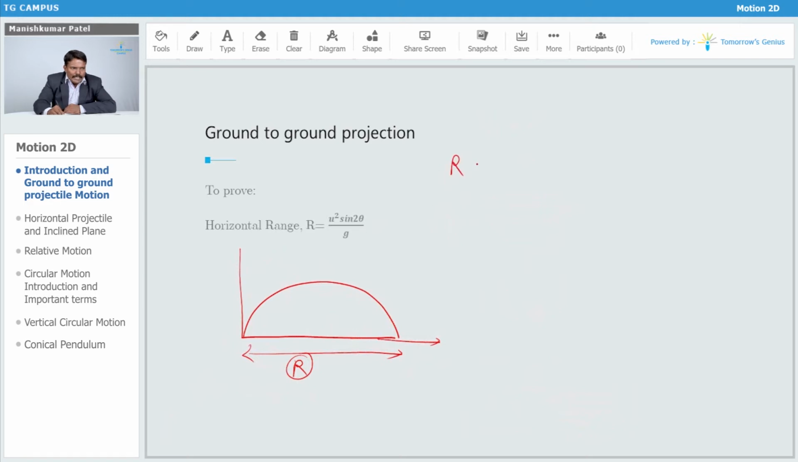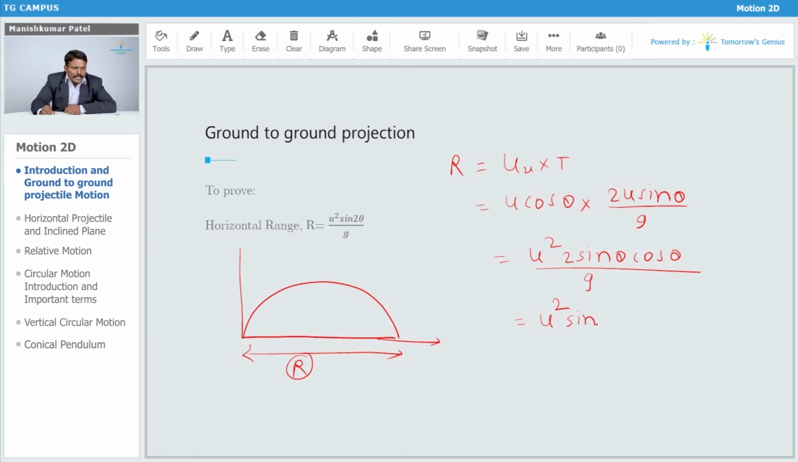Now simple, the horizontal range, which we know, is the velocity in the horizontal direction, that is ux, into the time of flight. Ux is nothing but u cos theta, and the time of flight t is 2u sin theta upon g. So definitely this is u square, into 2 sin theta multiplied by cos theta, upon g. Then further, that is sin 2 theta upon g. So R is equal to u square sin 2 theta upon g. So that is your range.